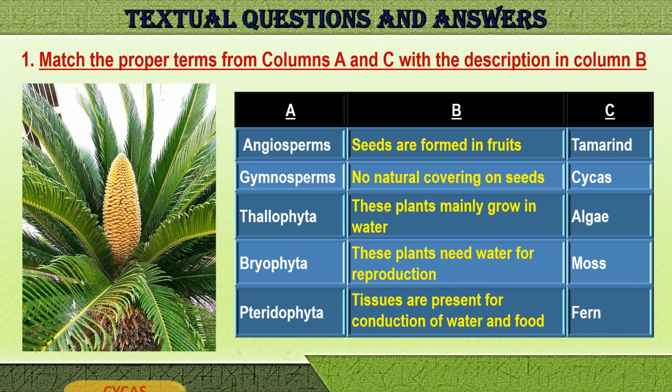One example is cycas. Plants which grow mainly in water are thallophytes, and one example is algae. Plants that need water for reproduction are bryophytes, example being moss. Tissues present for conduction of water and food are pteridophytes, and one example is fern.